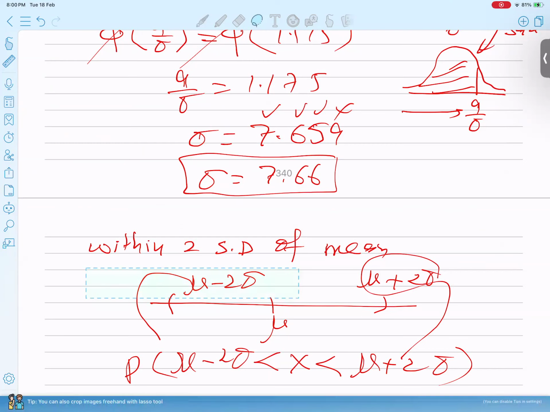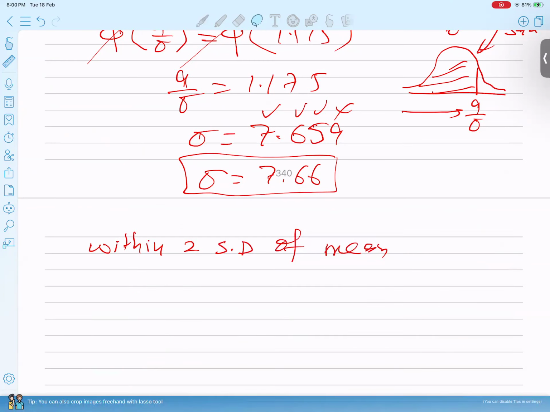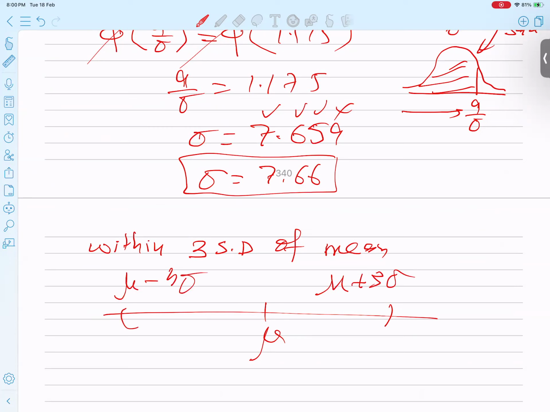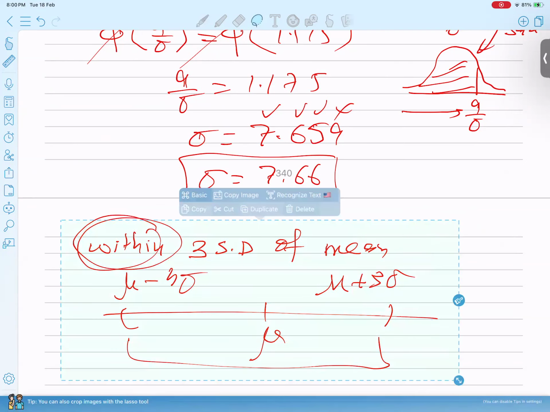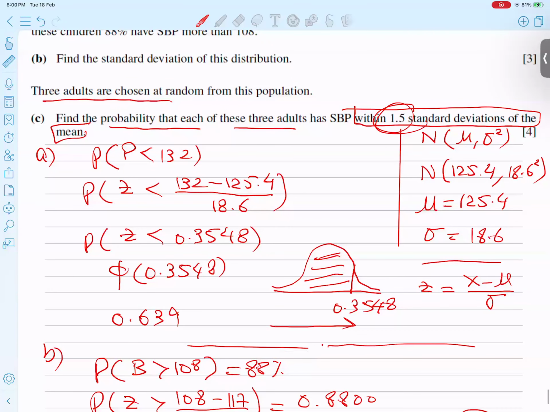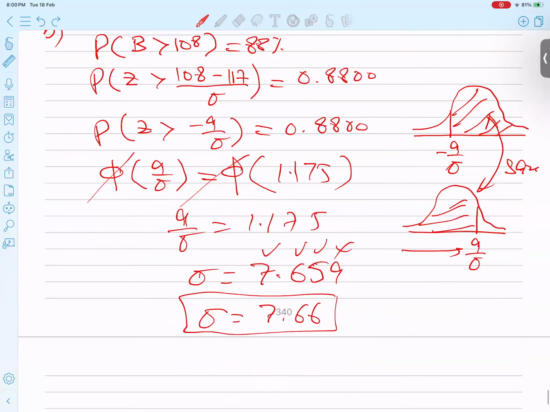But if they say no, not 2 deviations, they say 3 deviations. So 3 deviations. How to write it again? From mu, I will write mu plus 3 deviations and mu minus 3 deviations. Whenever I say within, it means more and less. So this is the main planning. Now, in our particular question, what has he said? Read it please. 1.5 deviations. So how to write it? Let's start.